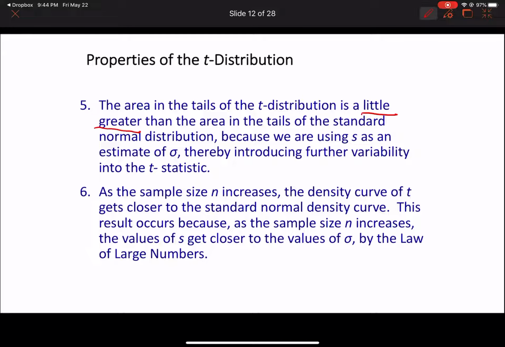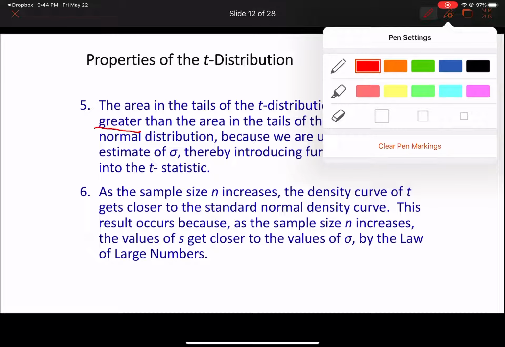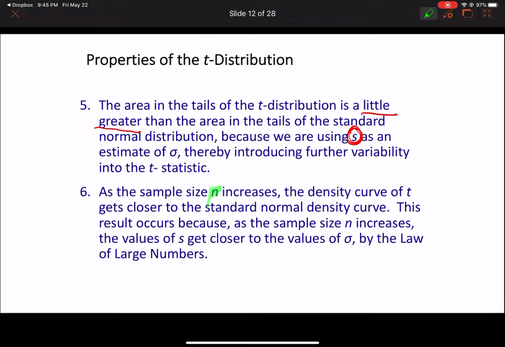We have further variability in our t-statistic than we do in our standard normal distribution because, once again, we are using s, the sample standard deviation, as an estimate of sigma rather than using our population standard deviation. As the sample size n increases, the density curve of t gets closer and closer to the standard normal density curve. This occurs because as n increases, the sample standard deviation gets closer and closer to the actual standard deviation.